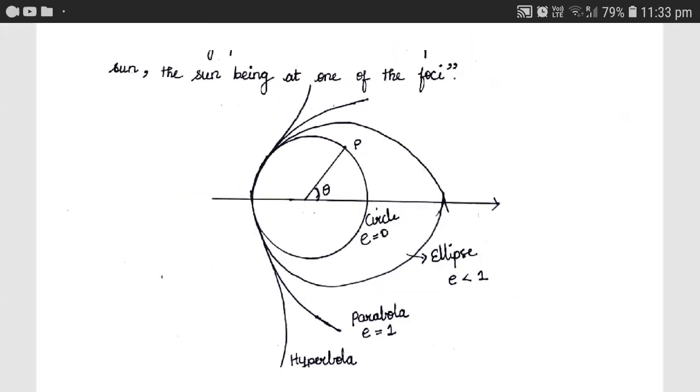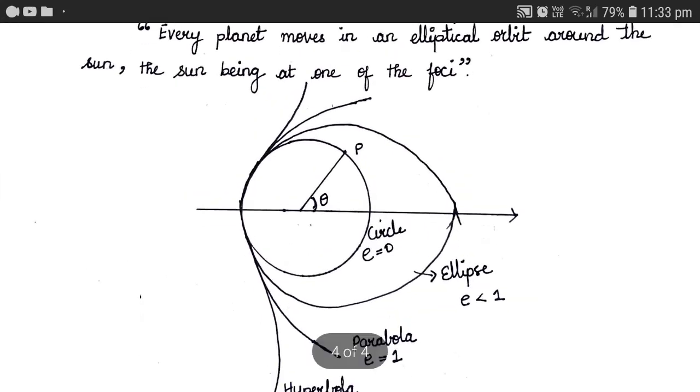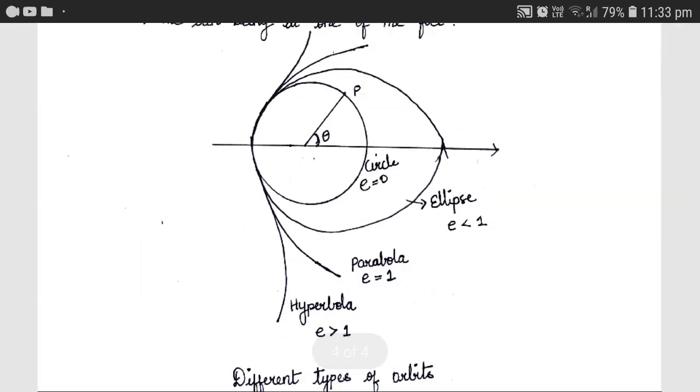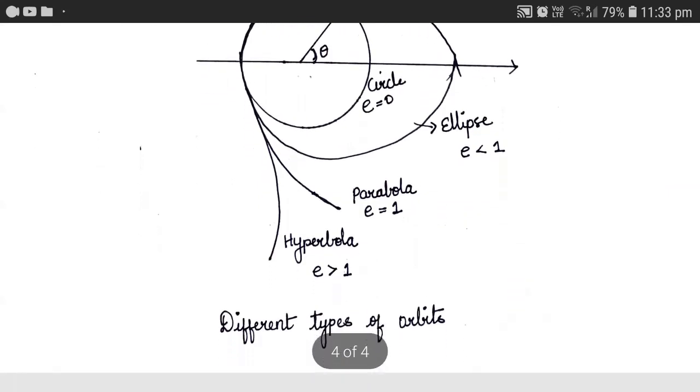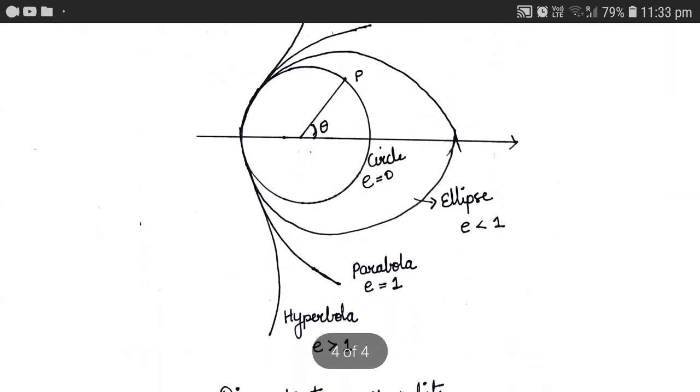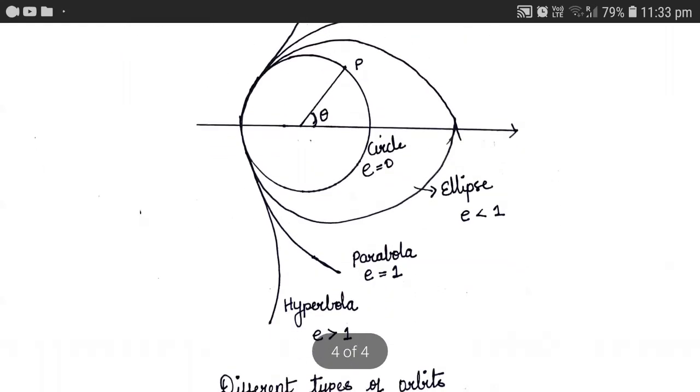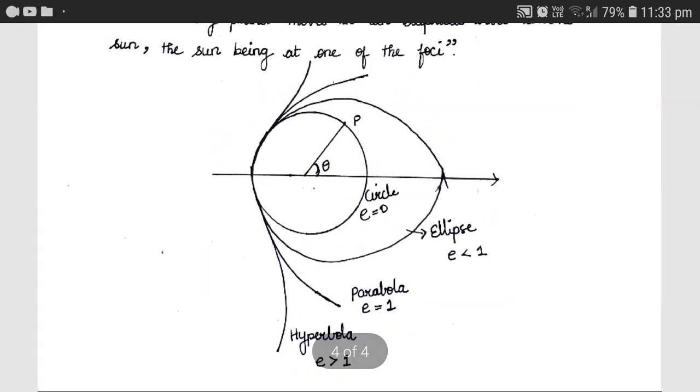So here we could see the different types of orbits being represented. The first one is a circle with eccentricity E equal to 0. Then we have an ellipse, which has eccentricity less than 1, the parabola with E equal to 1, and the hyperbola, if eccentricity E is greater than 1.